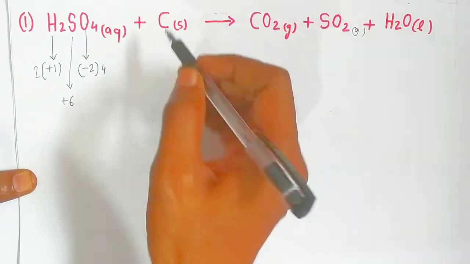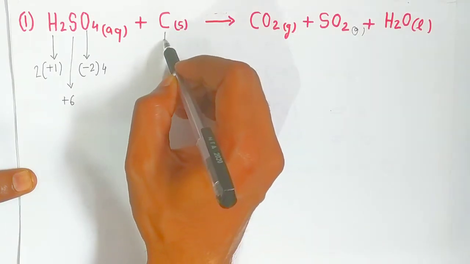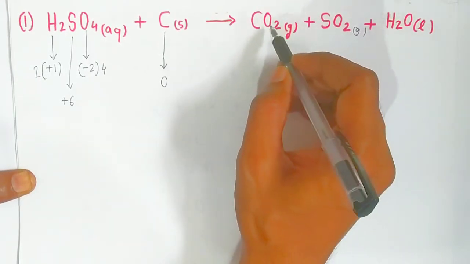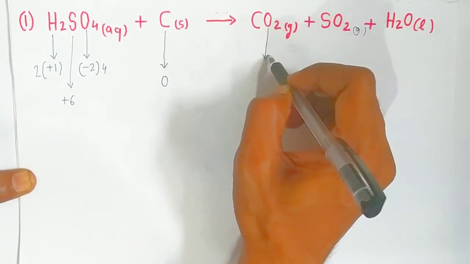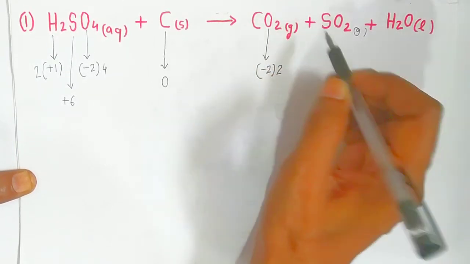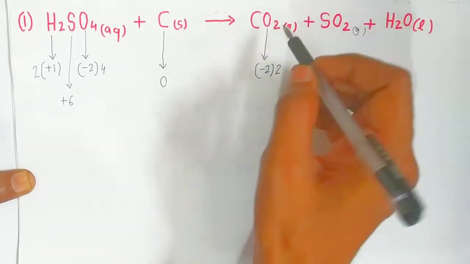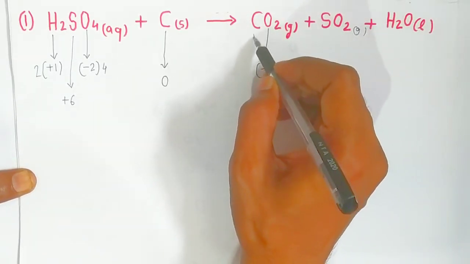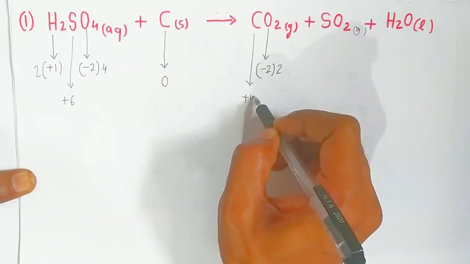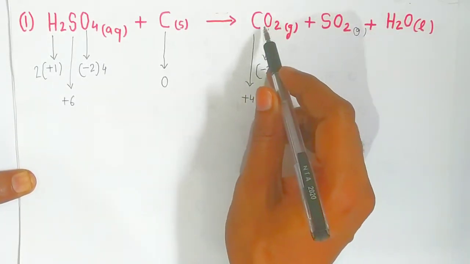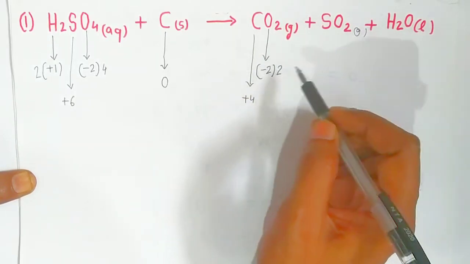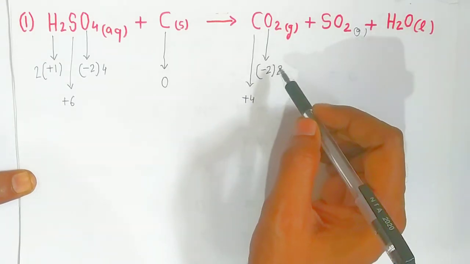Now here carbon is in the solid state, so the oxidation number will always be 0. Now what happens in carbon dioxide? Oxygen has oxidation number -2, but here a total of 2 atoms are involved, so you have to multiply by 2, because there is no charge. What will be the oxidation number of carbon here? It will become +4. So in this molecule carbon dioxide, the carbon oxidation number will be +4, because this will be -4, and this -4 goes to the other side and becomes +4, that we have already seen in the last video.